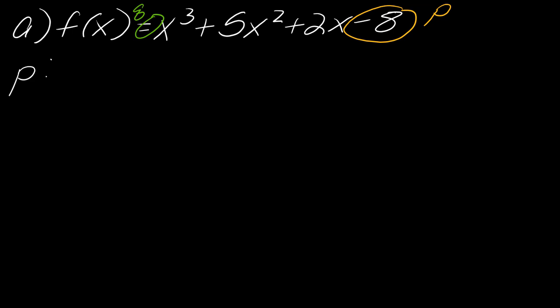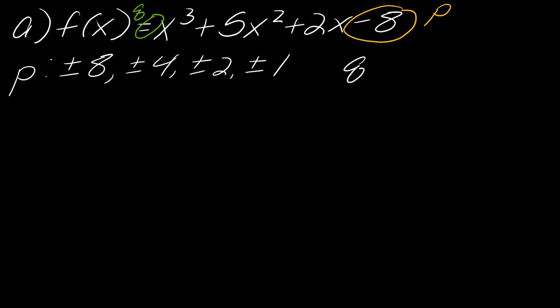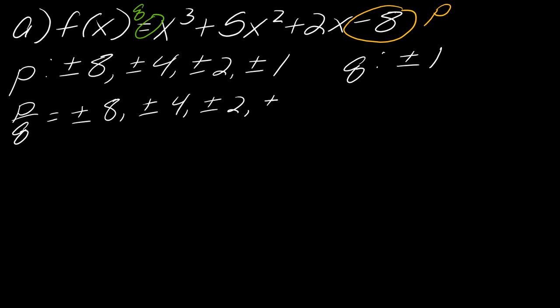So for my p, I just want to think of what are all my factors of 8. So that would be 4, 2, and 1. And then what are all the factors of my leading coefficient? Well, there's 1. That's it. So what the rational zeros theorem says is that I take p over q. So these over this. These are the list of possible rational zeros that could work for this polynomial. Okay, so now we have to just figure out which one of these is a zero.